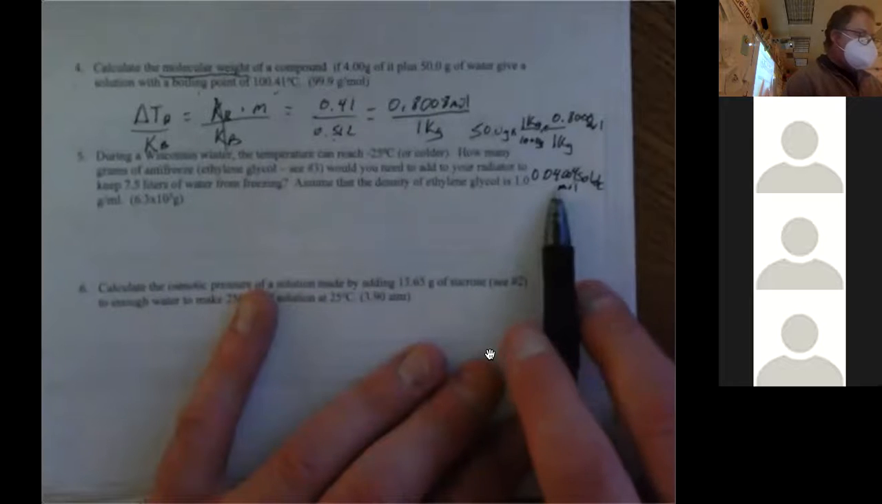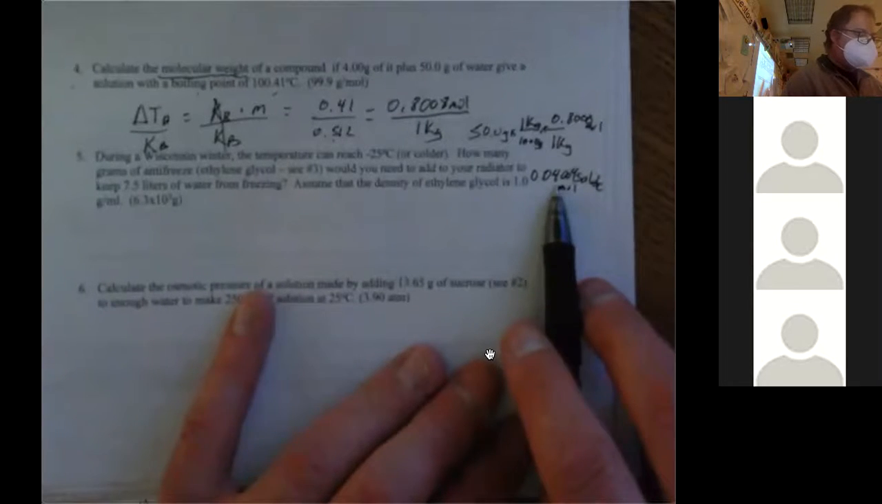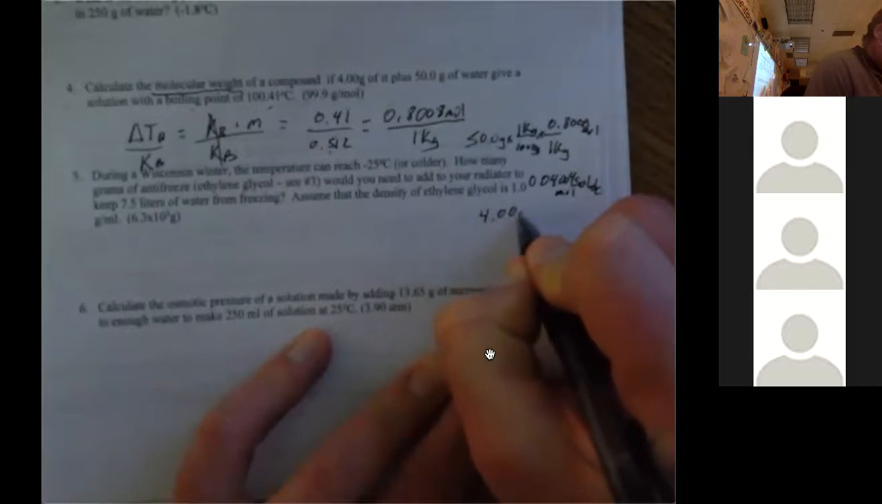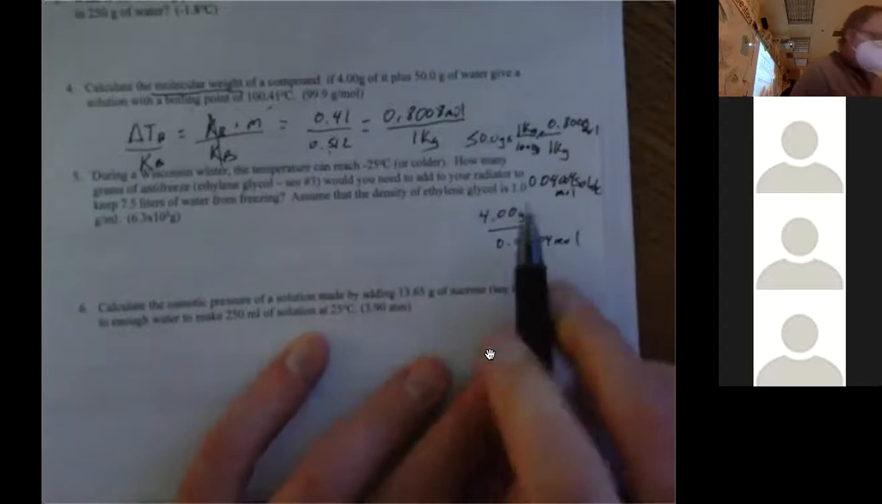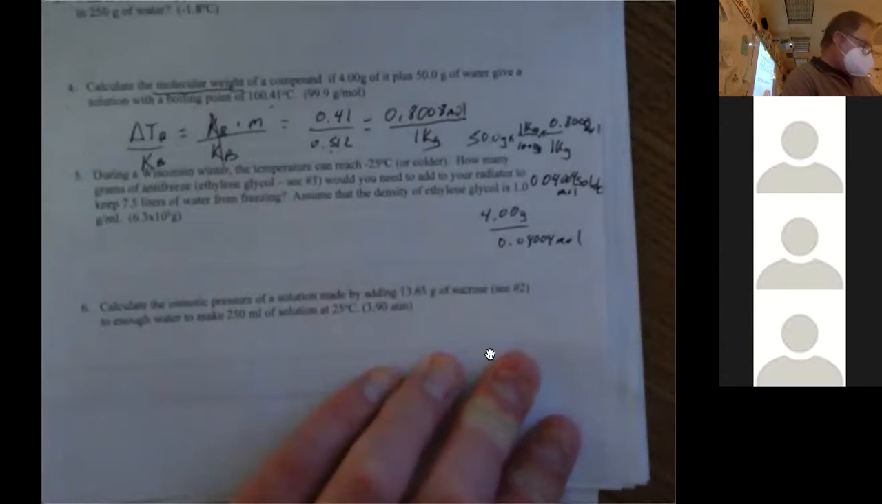What is molar mass? It's grams per mole, right? It's the amount of grams that is equal to 1 mole. So we know the grams is 4. We know that this is the number of moles. So we take the mass and we divide it by the number of moles. That gives us the grams per mole. 4 divided by 0.04004. That's a fun number to say. It's about 99.9 grams.